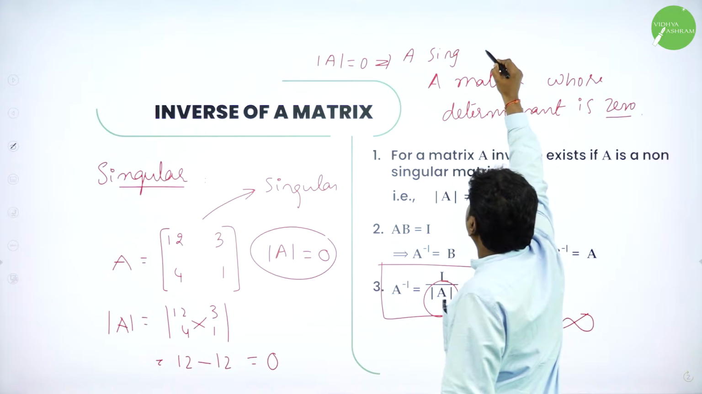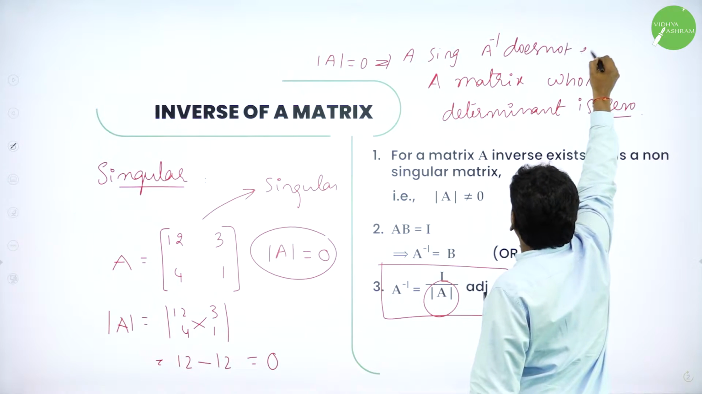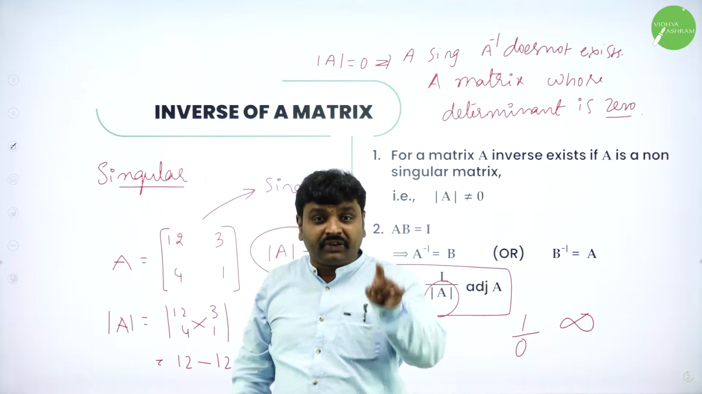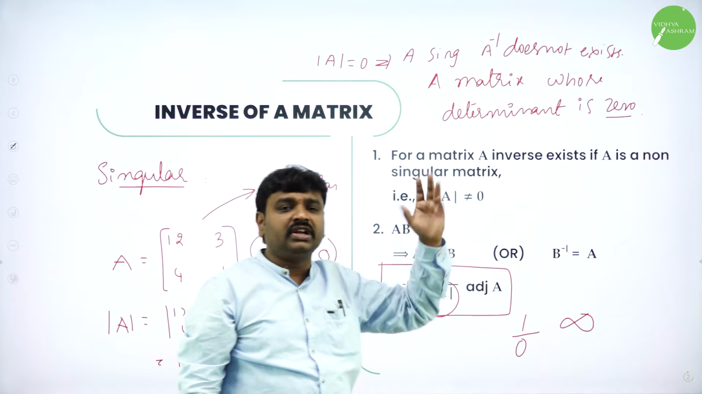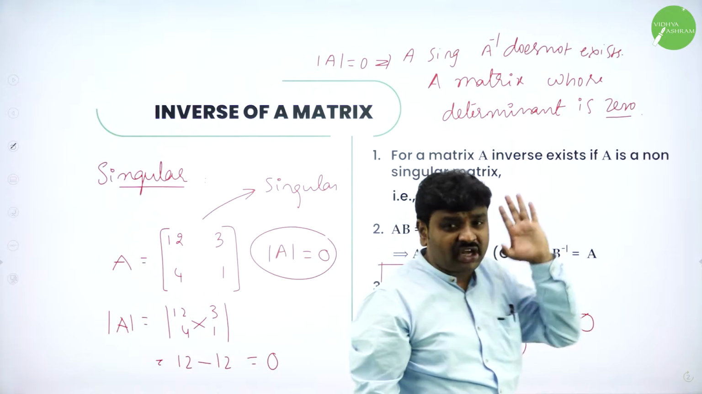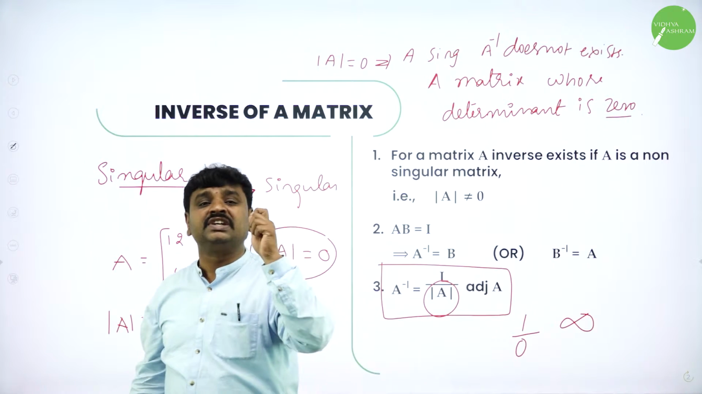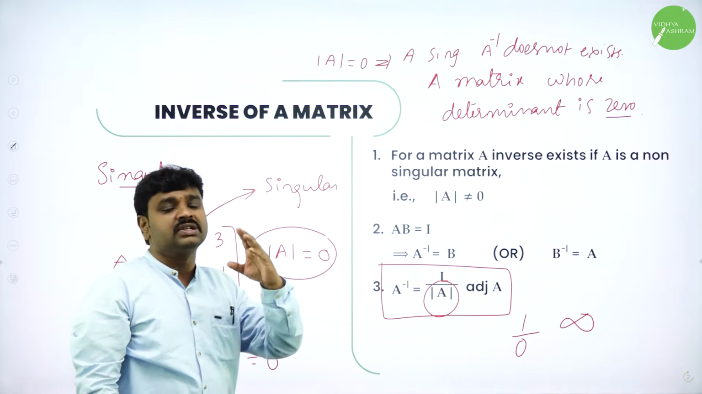If A is singular, inverse does not exist. If they ask you to find the inverse, first you should check the determinant. If you get determinant 0, then you should say inverse does not exist. When the given matrix is a singular matrix, inverse does not exist. What is a singular matrix? A matrix is said to be singular if its determinant is 0.